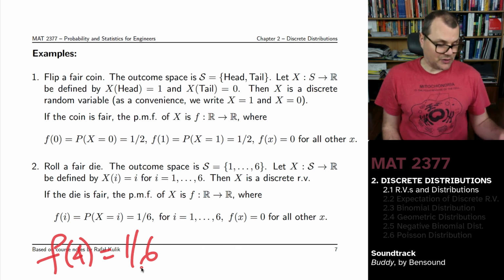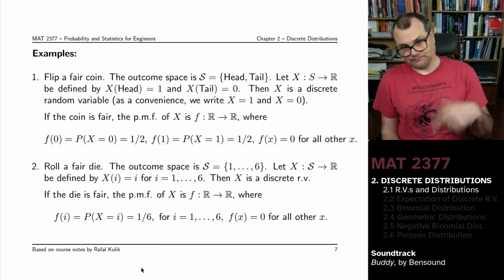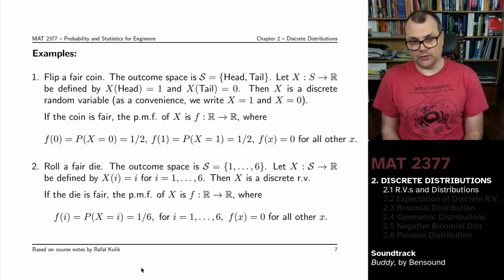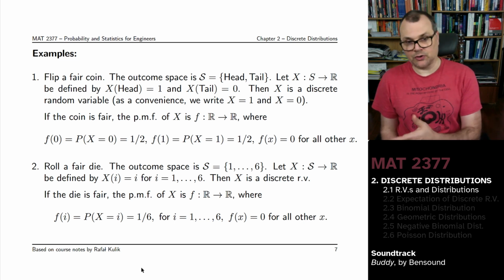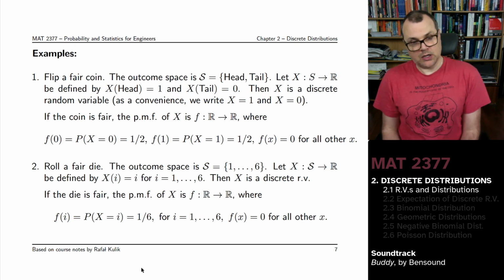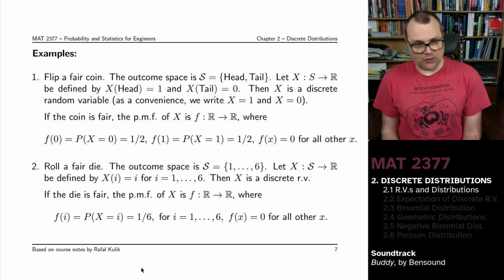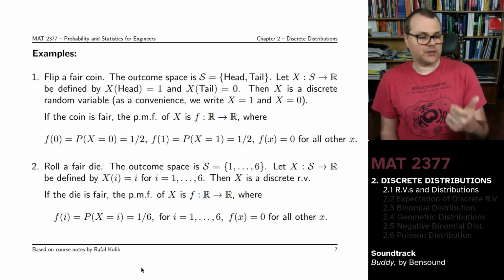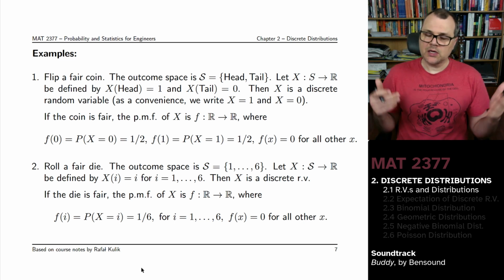Again, the properties are satisfied. All of the PMF values that correspond to possible outcomes are strictly larger than 0 and smaller than or equal to 1, because 1/6 is between 0 and 1. And if you add up all of its possible values, 1/6 plus 1/6 plus 1/6 plus 1/6 plus 1/6 plus 1/6, you get exactly 1.